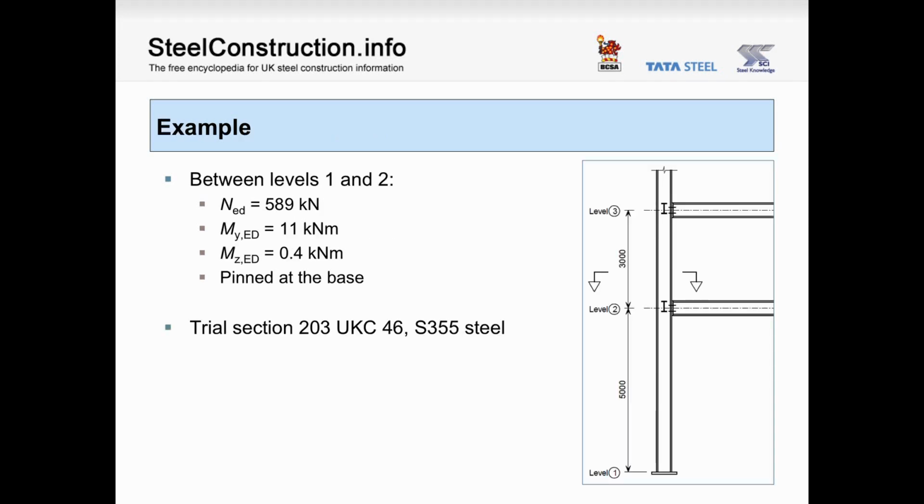So here is a numerical example. We're interested in the bottom length of this column. It is a column in simple construction. We have an axial load. In this case, the design axial load is 589 kilonewtons. We have a modest moment in the major axis, and we have a very small moment in the minor axis. But both of those bending moments are linear bending moment diagrams. And we're going to verify a 203 UKC 46 in S355 steel.